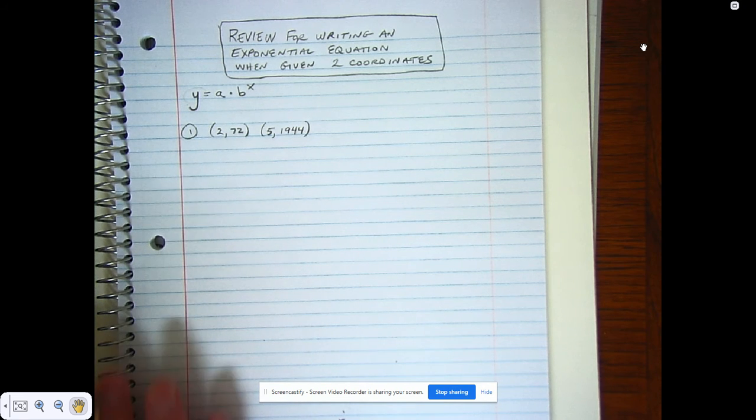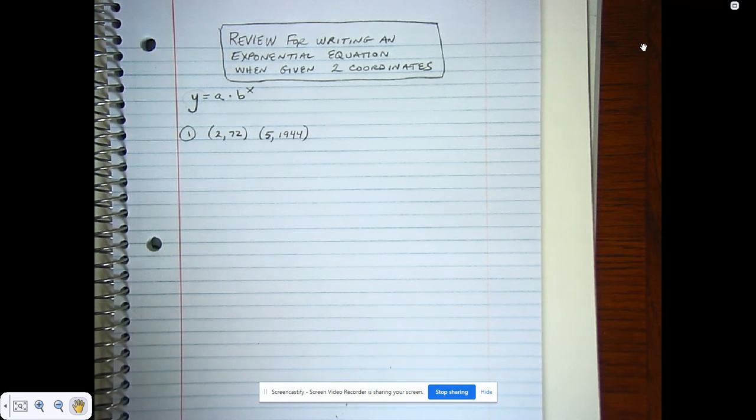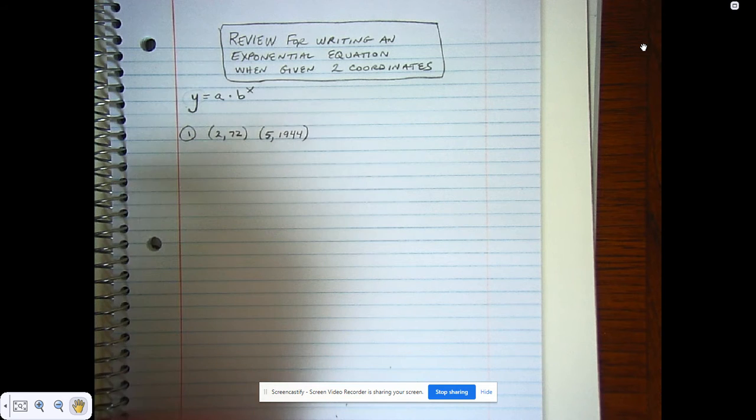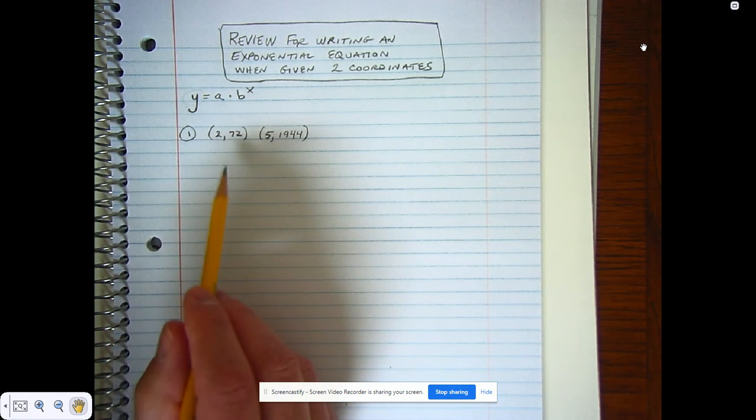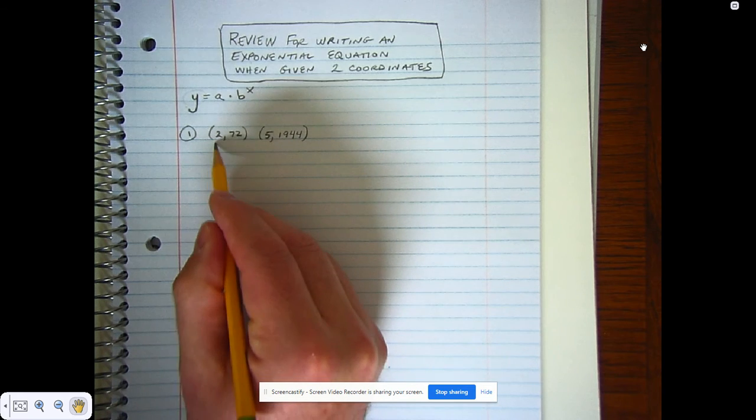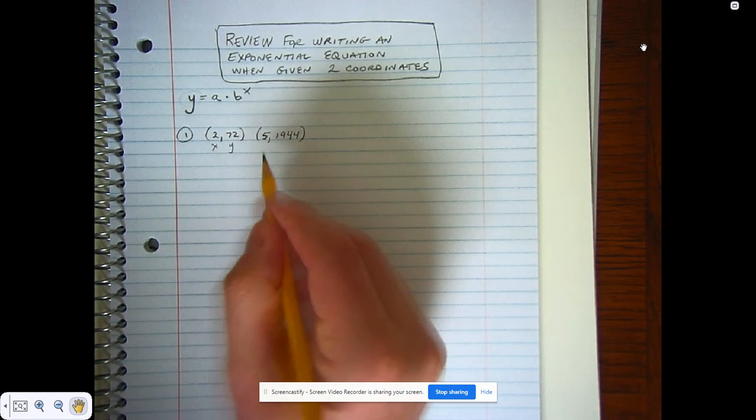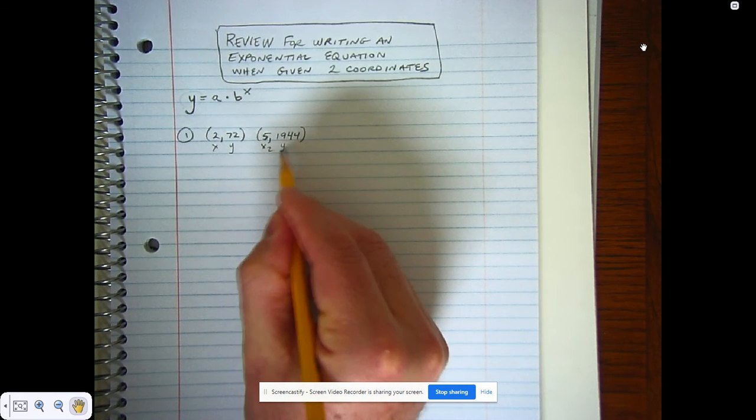Hello, this is the review for writing the equation for two given points that would be exponential. Now remember, the exponential equation is y equals a times b to the x. So if I'm given two ordered pairs like this first example here, this is my x and my y for my first point, and this is my second x and my second y.